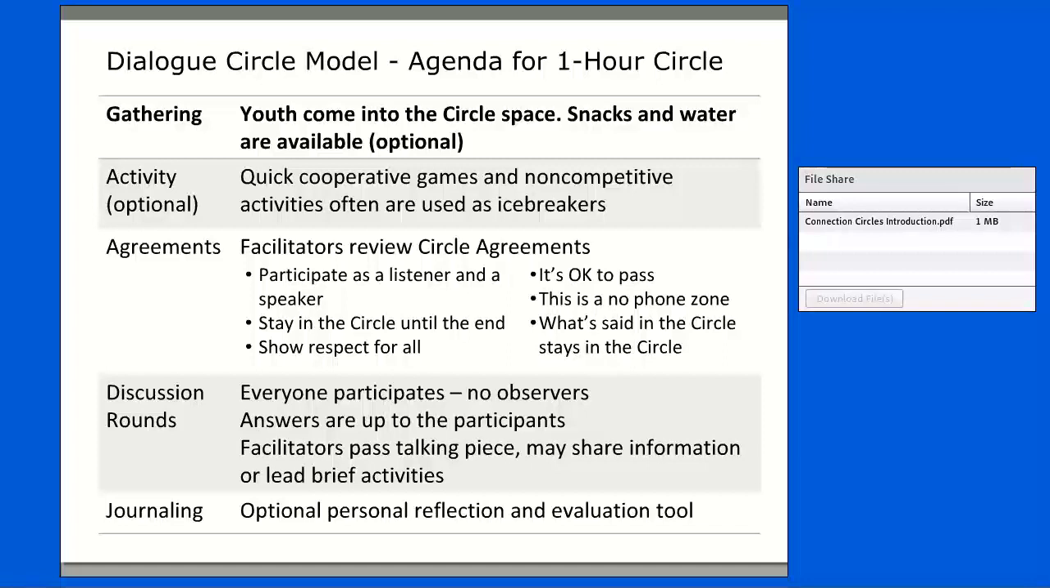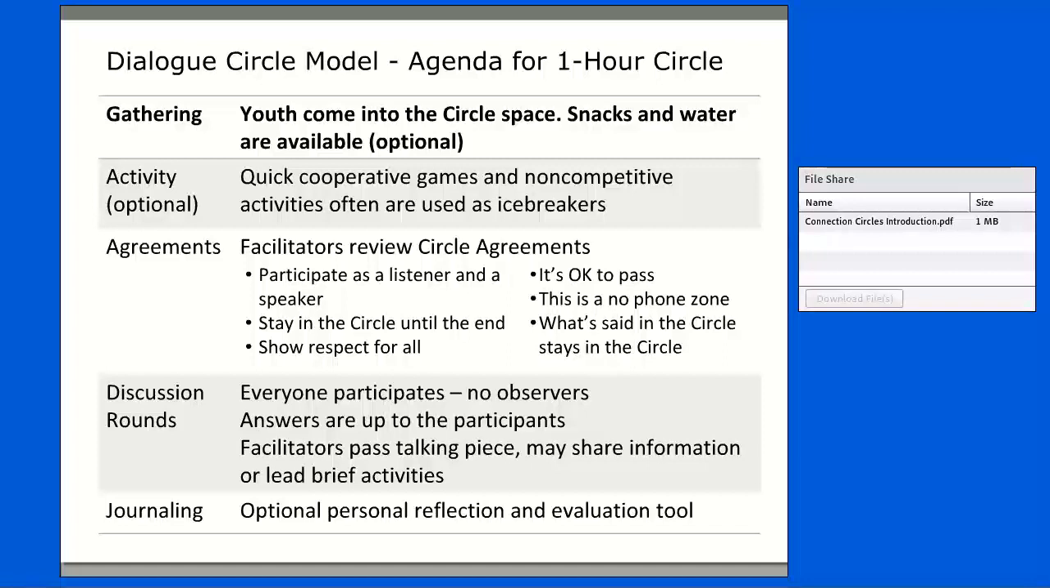They participate in the circle even if they decide, well, I'm sitting in the circle, but I'm going to pass on every round. They are still a participant in the circle and not an observer. The answers are up to the participants, as we said earlier, and the facilitators pass a talking piece, and they may share information or lead a brief activity like the red card, green card exercise, which helps participants talk about feelings and needs as they relate to conflict.